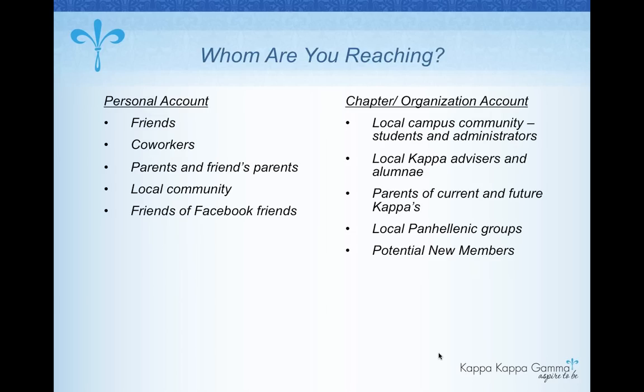I think the third thing is to be aware of your reach. From your personal account, you have the ability to reach friends, coworkers, parents, and friends' parents, as well as the local community and friends of friends. If you're managing your chapter or organization's account, you might be able to reach the local and campus community, advisors and alumni, local Panhellenic groups, and potential new members. And so you can use this knowledge when posting and sharing information to target people outside of your immediate or normal group.